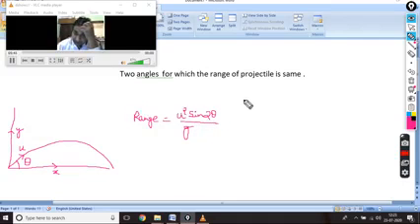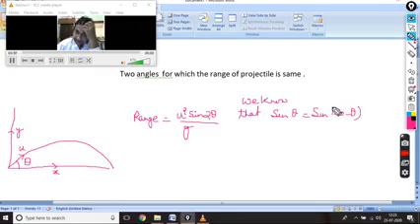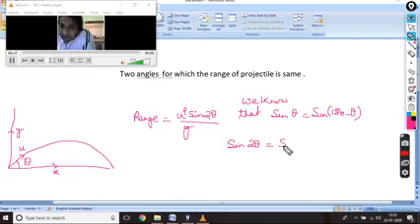Now see one thing, we know that sine theta is equal to sine of 180 degrees minus theta. This is a trigonometric identity. Alright, the sine of an angle and sine of 180 degree minus that angle, both the values of sine are same. Now let us look at sine 2 theta. So we can say that sine 2 theta is equal to sine of pi minus 2 theta, with 180 degrees written as pi in radians.